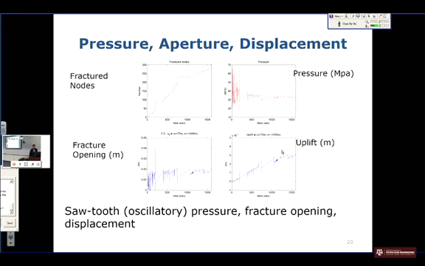So is that fracture opening 0.02 meters? 0.02, yes, meters, so 2 centimeters here. No, this case is a synthetic case. Seems big. Yeah, seems big, yes.